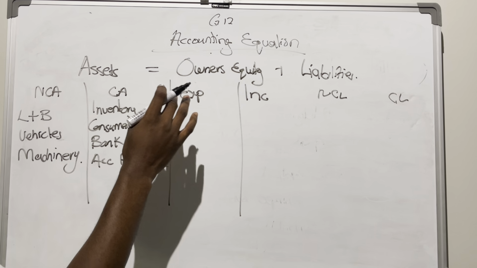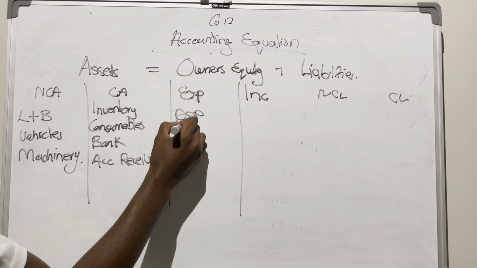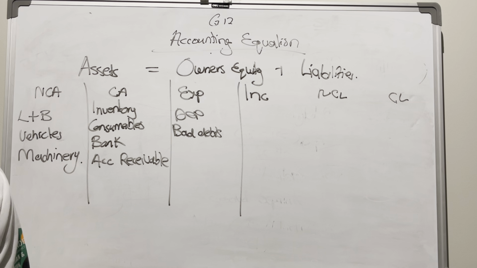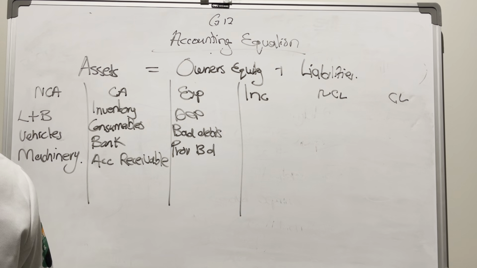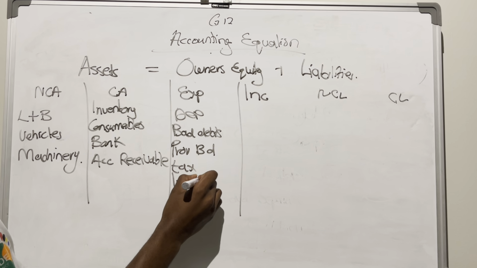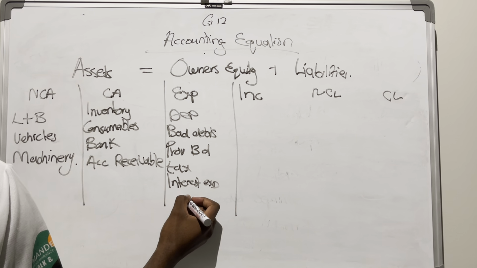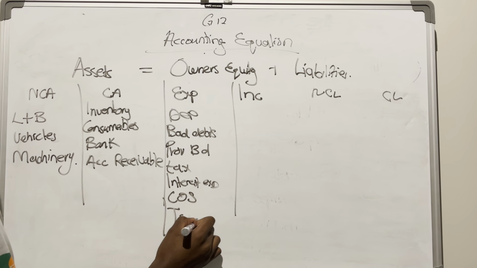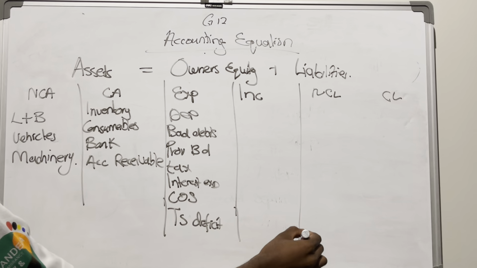Your expenses, your expenditures. You're going to look at your depreciation, bad debts, provision for bad debts, your tax, your interest expense, cost of sales, trading stock deficit.